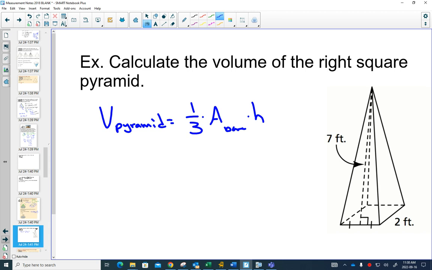And then you have to ask yourself if you have all the information for this. You want to find volume. So do we have the area of the base? No. We have to figure out the area of the base. Do we have the height?